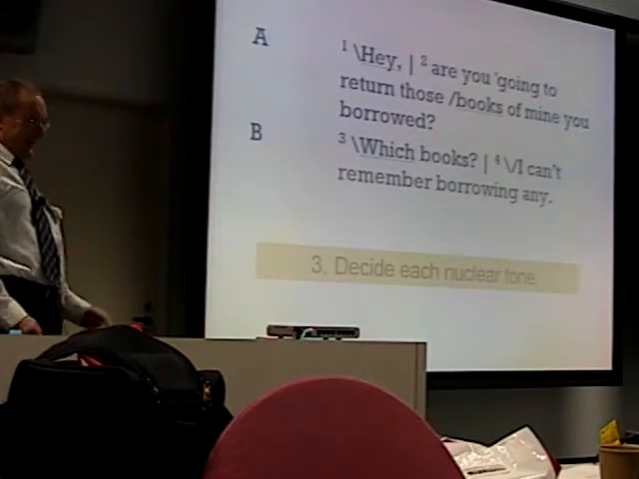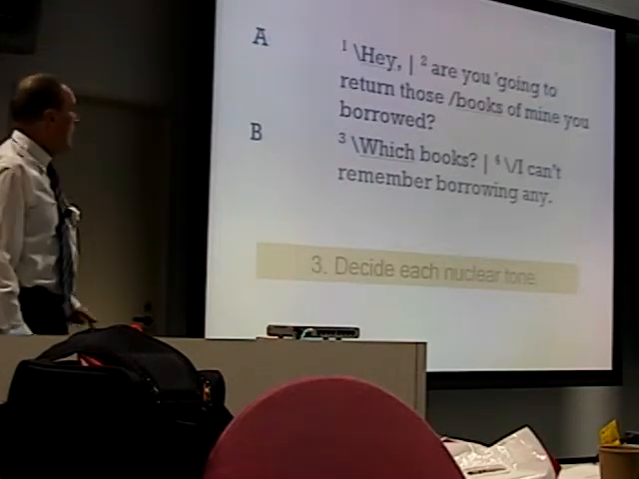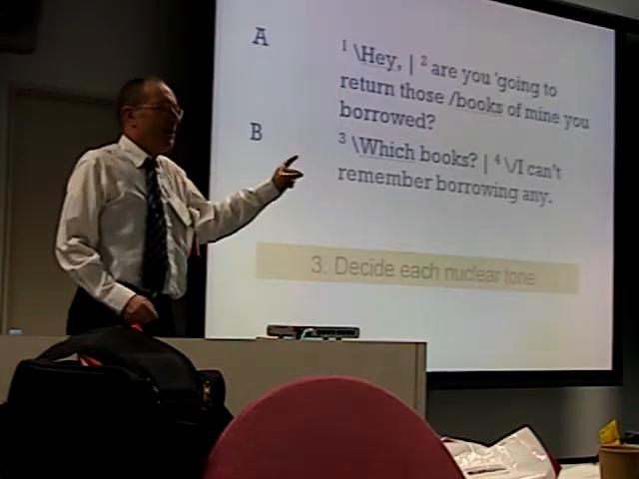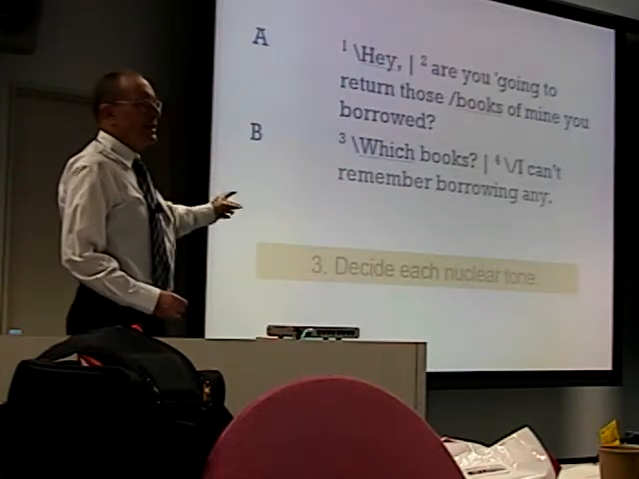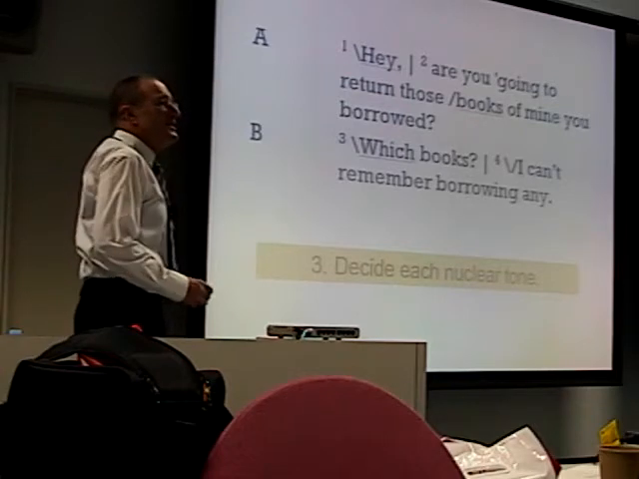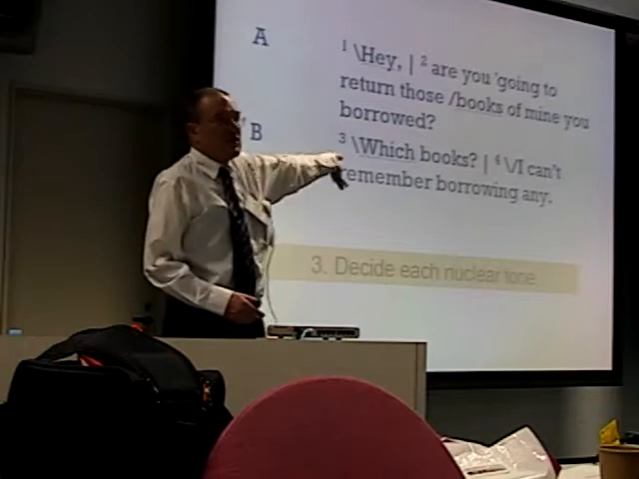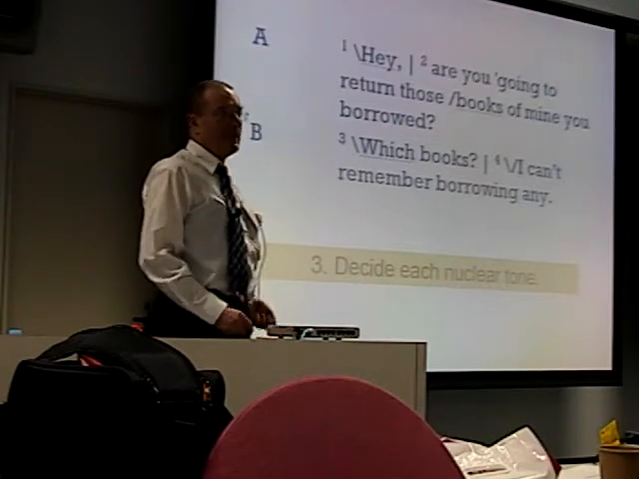Which books? Which books? Throw over the fall. Now, fall rise with a long, long tail. What did Dr. Ashby tell you about the tail? Fall on the nucleus and delay the rise. So where's the rise going to come? Well, somewhere at the end, borrowing any, somewhere there.